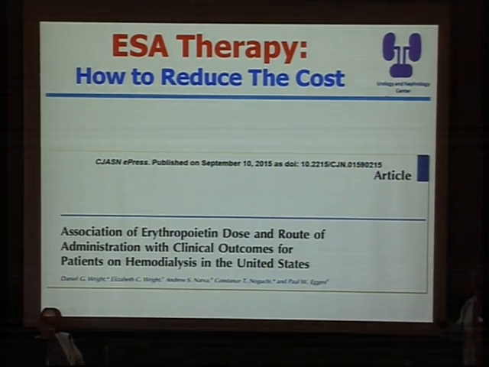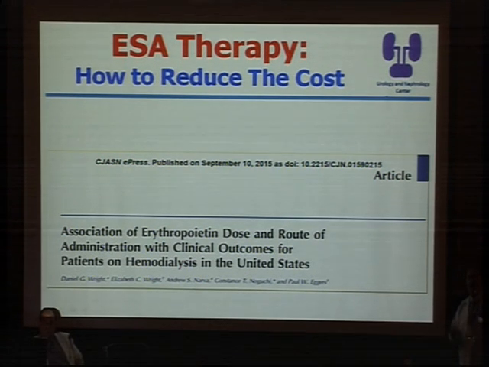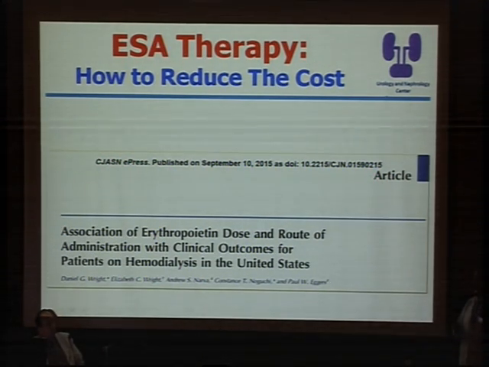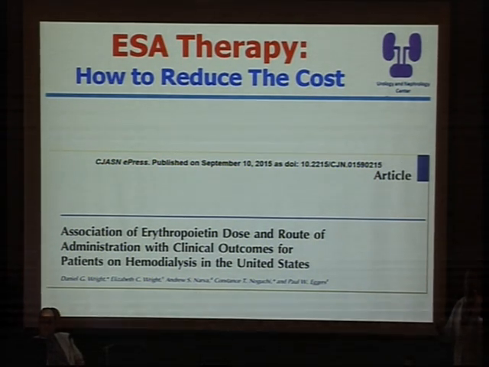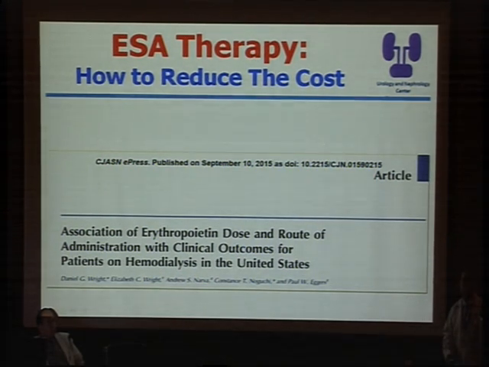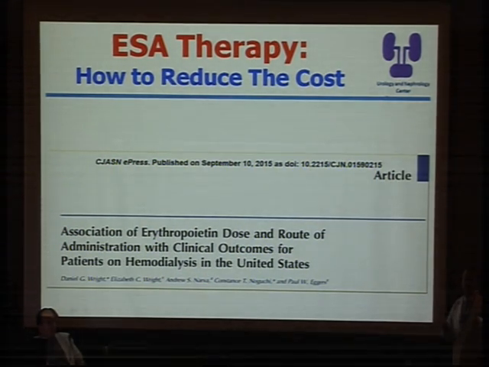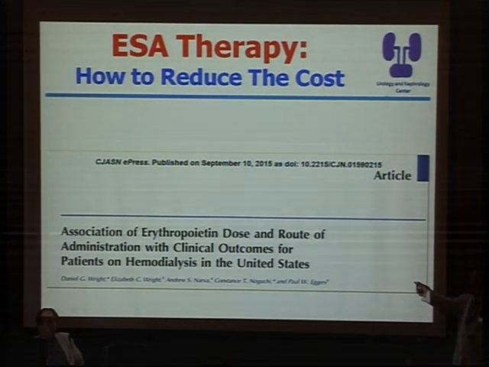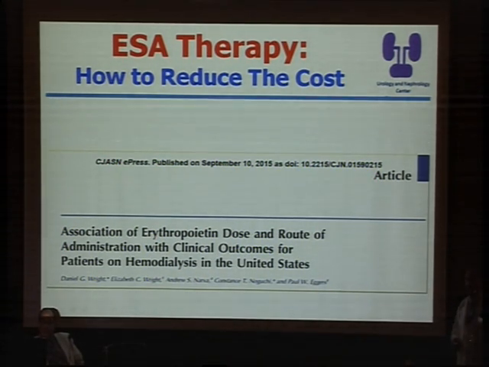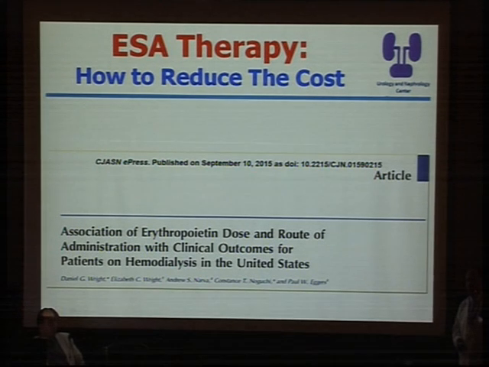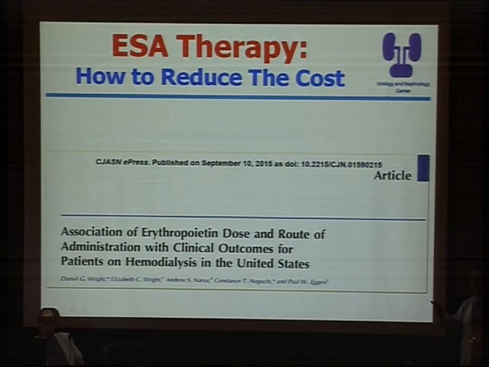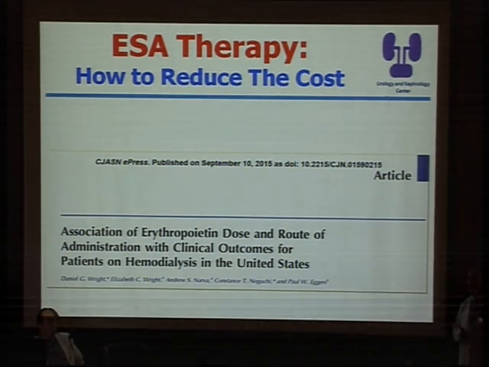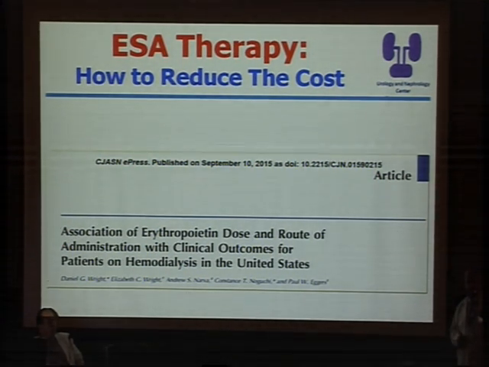Regarding the most important economic question, how to reduce the cost of treating anemia? By optimization of the use of what is available. One of the optimizations, even if you have just erythropoietin alpha, whatever the brand name, instead of giving it to the patient intravenously, give it subcutaneously.